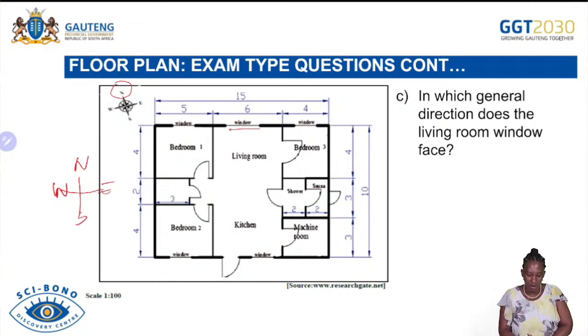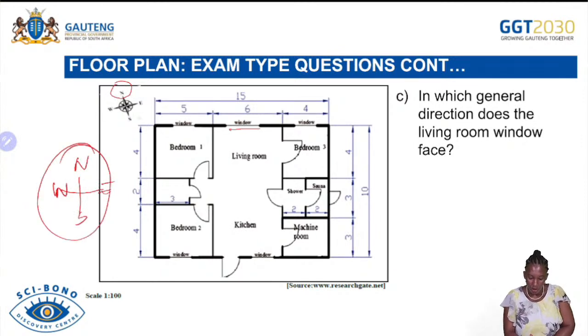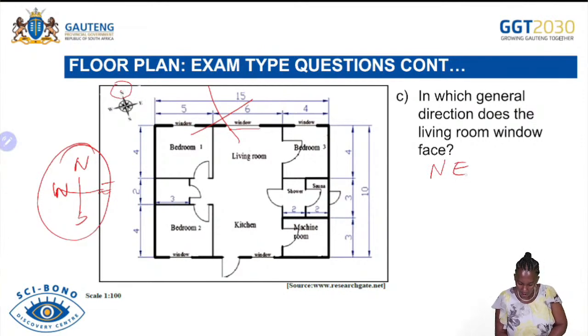You don't have to turn your compass direction this way. You use the true north that is given. So now looking at this window here, there is our north, so it means it is like this, if I may draw it. So now our window, the window of the living room, is on the northeast, because it is right here. It's not at the bottom, it is right here on the northeast.